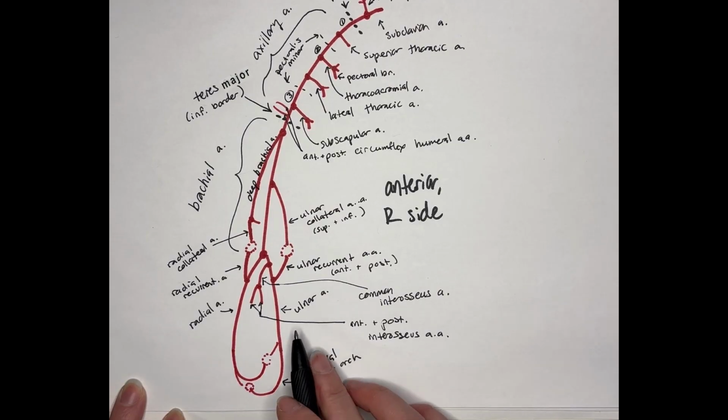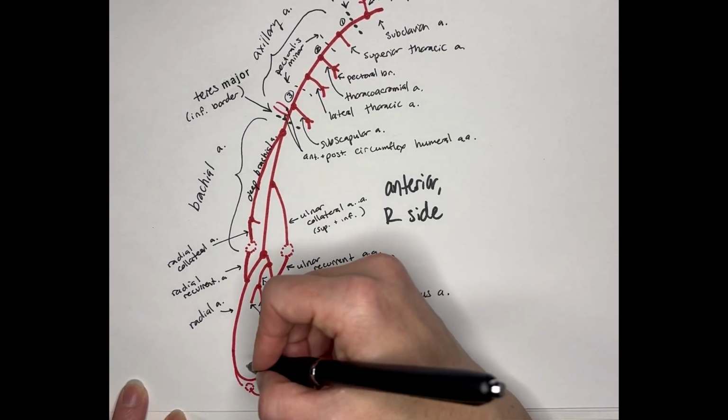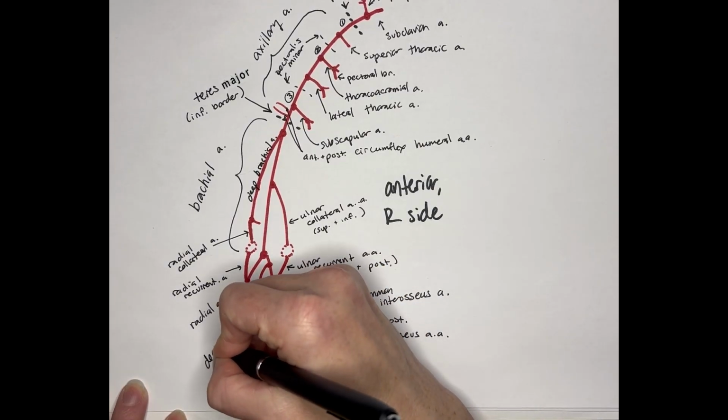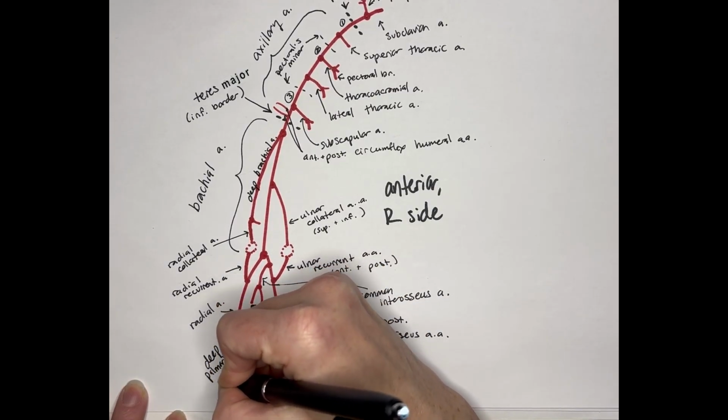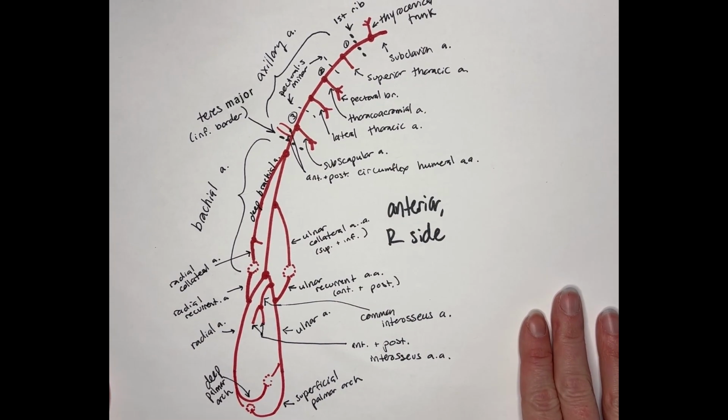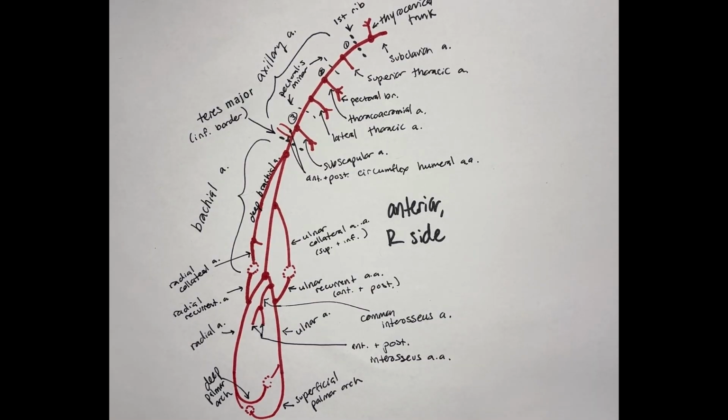This branch coming from the ulnar artery is more superficial and is known as the superficial palmar arch. The branch coming from the radial artery is deeper and is known as the deep palmar arch. Branching off of the palmar arteries are going to be arteries going into the fingers. These are the digital arteries, but I haven't drawn them here. And that is our complete diagram of the upper limb.